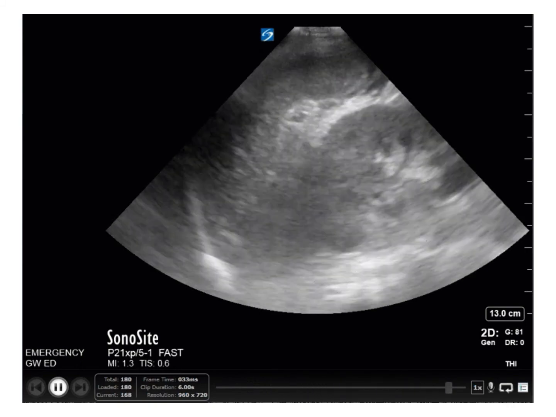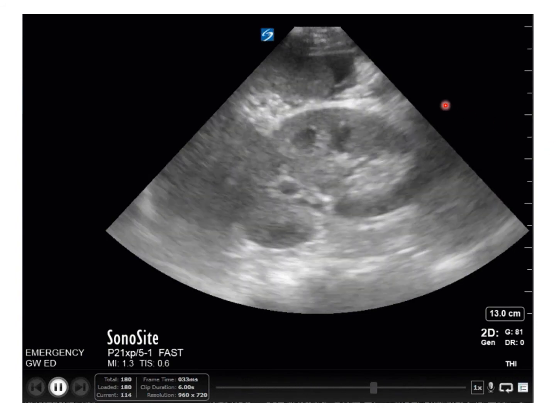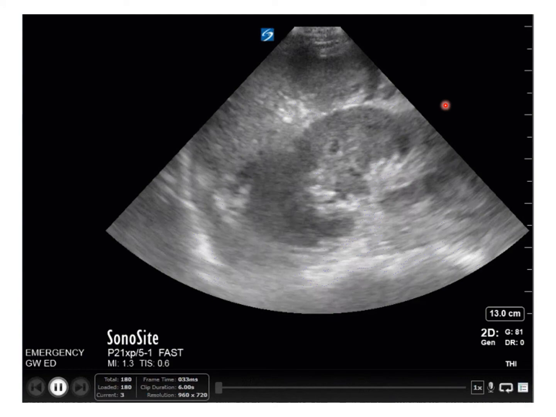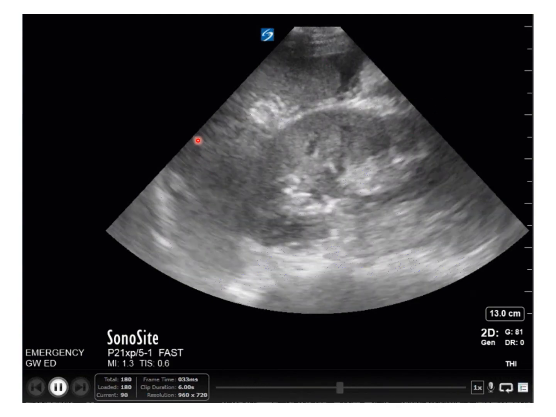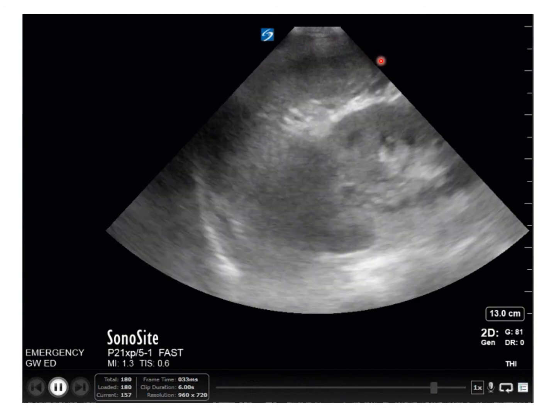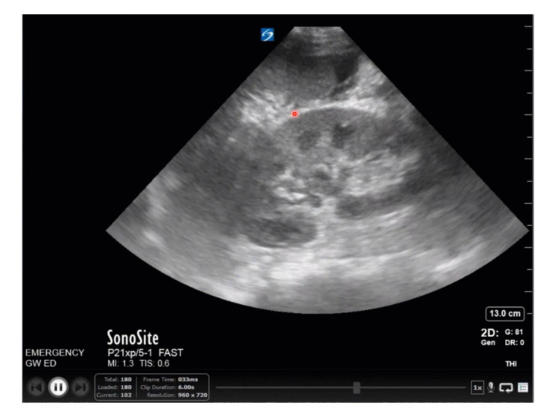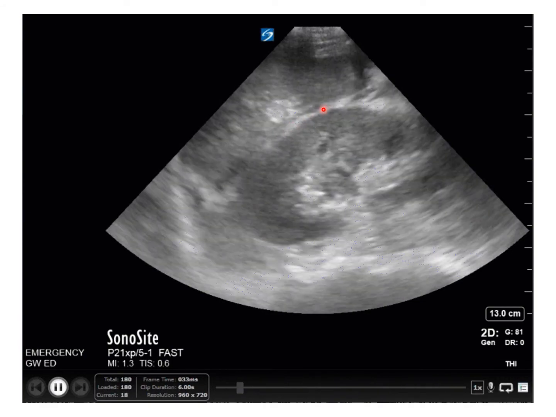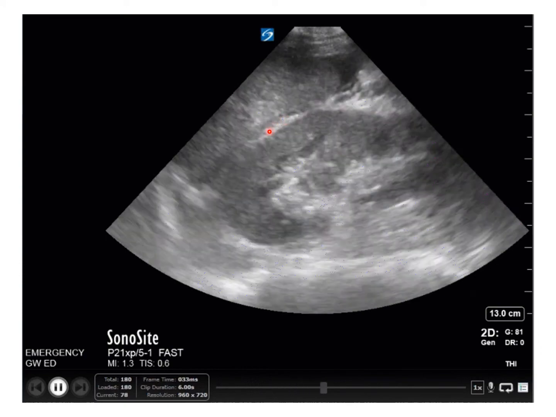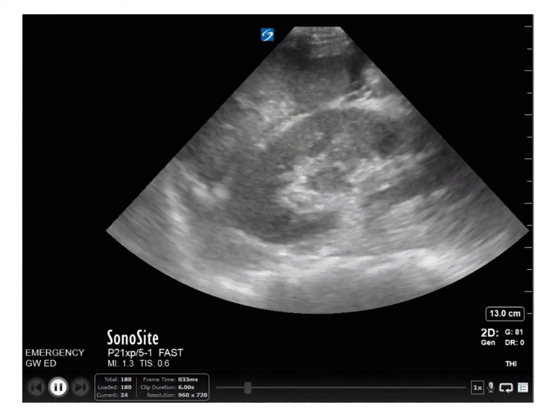So here's the left upper quadrant. Is this positive or negative? This is like Dora the Explorer. If you said positive, you're right. So here is the spleen. Here's a small amount of black that you can see at the inferior tip of the spleen here. You can see a little bit of black, again, thin crescent-shaped black between the spleen and the kidney. So that is a positive left upper quadrant view.